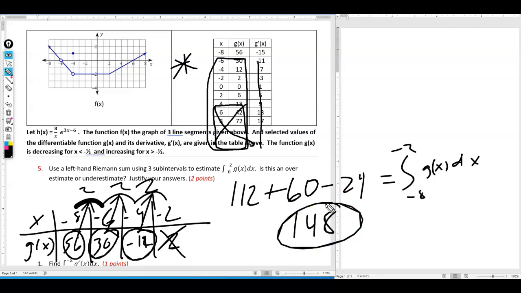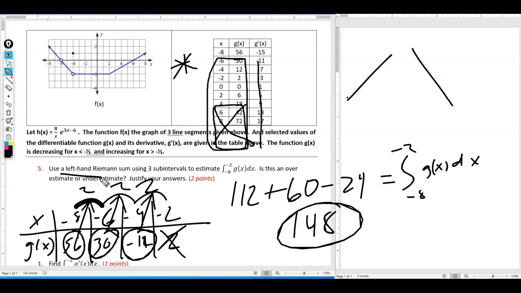Final answer. Okay. 2 points. So that's the first point. The second point is to explain to me whether this is an underestimate or an overestimate. So what we talked about a little while ago was that whether a function is an overestimate or underestimate depends on two things. It depends on whether the function is increasing or decreasing, and whether you're doing a right-hand sum or a left-hand sum. Now in this case we're doing a left-handed sum.